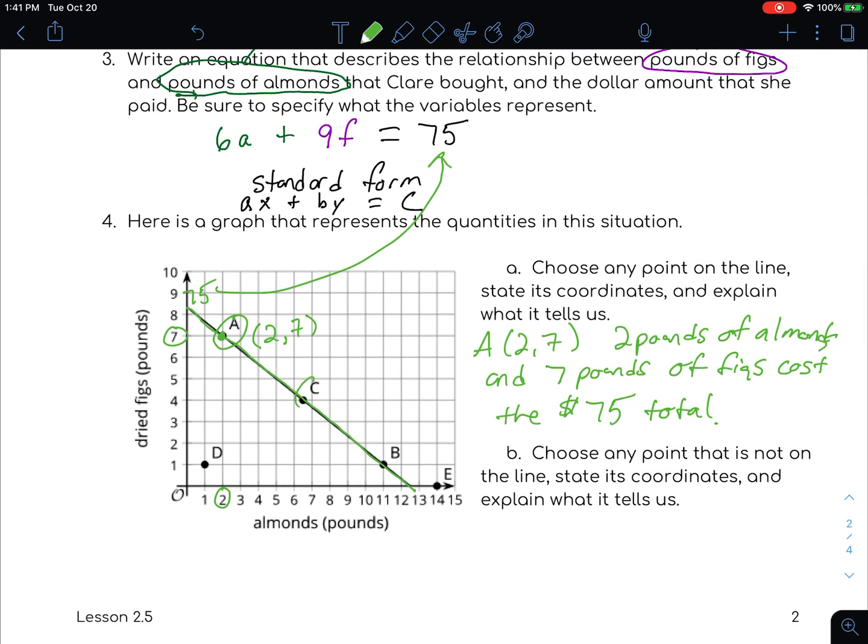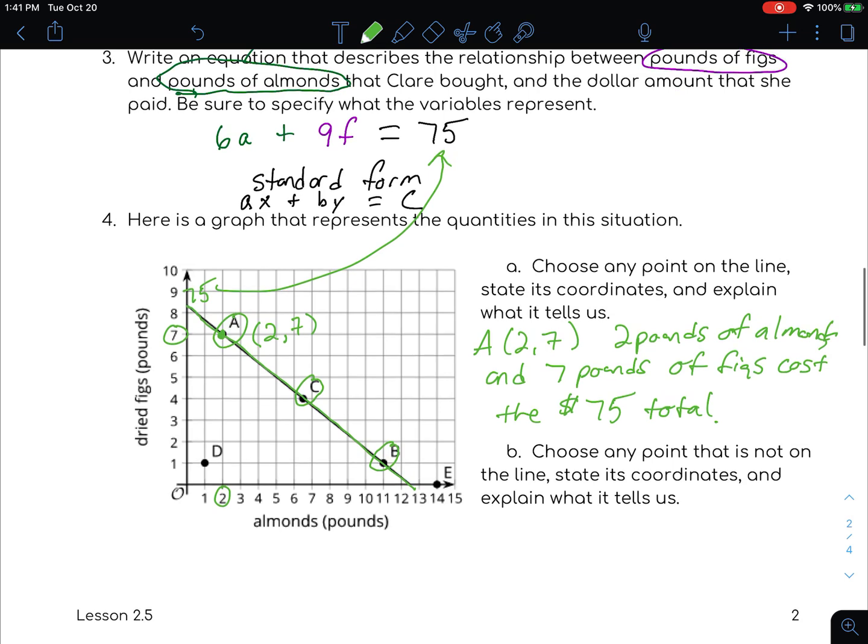Okay, so that would be true for point C and point B. For instance, point B, 11 pounds of almonds and 1 pound of figs would also give us that $75. Point C would be roughly, I don't know, about 6.5 pounds of almonds and 4 pounds of figs. Also gives us that $75.